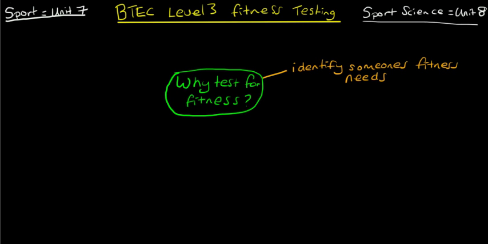So therefore, we do need to know if someone needs to improve a certain aspect. For example, a basketball player. If a basketball player is lacking leg power, they're not going to be able to jump. So therefore, it's really important that we actually identify that early on in their training and do something about it.